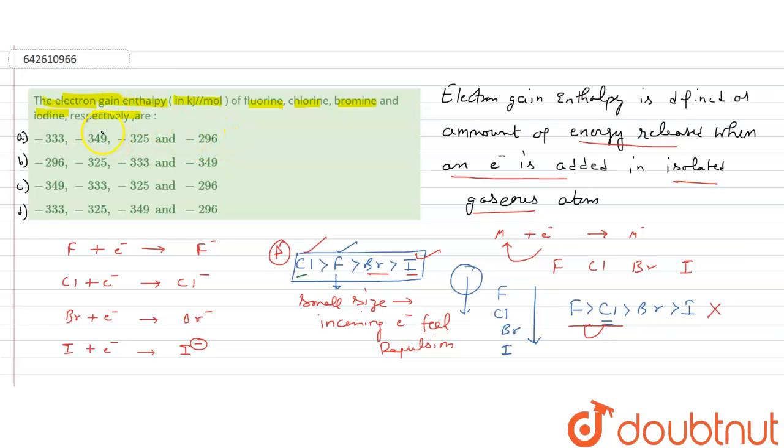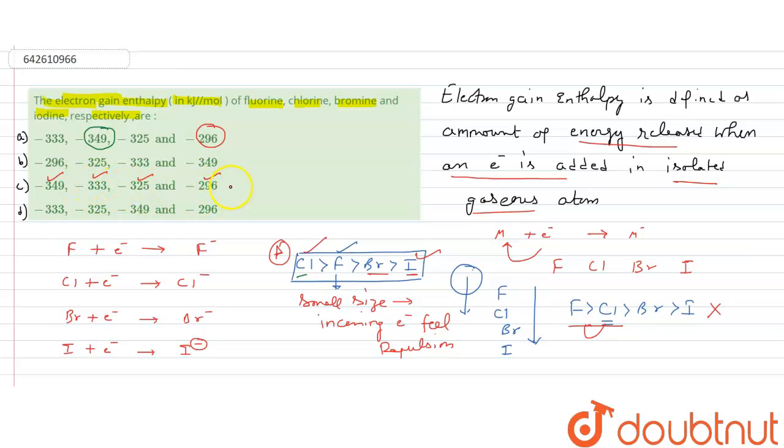349 is the highest data, and the lowest data is 296. You just have to match the data with this order. So the highest is 349, after this 33, after this 325, and after this 296. This seems to be the right order.